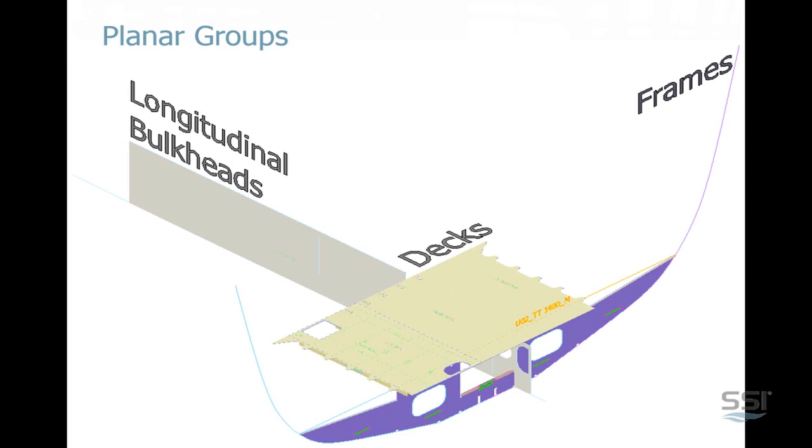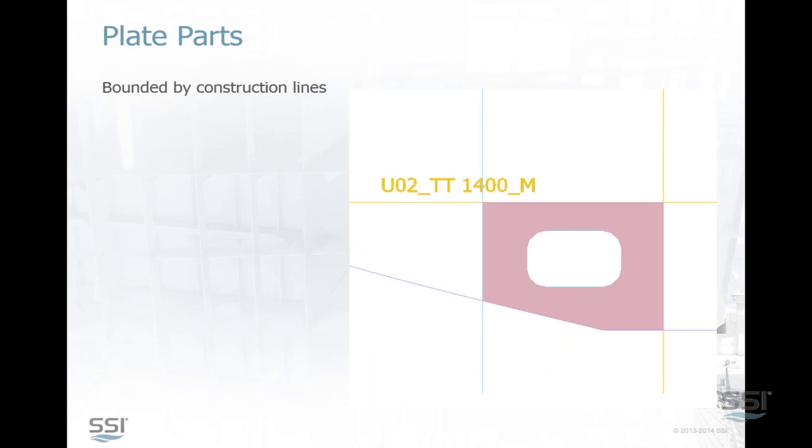Decks are horizontal slices of the ship, and these usually in location start at the bottom and move progressively upwards. And longitudinal bulkheads are longitudinal slices of the ship that radiate from the center line outwards on either side of the ship. We'll be working with planar group drawings, and each drawing represents one particular slice at a given location in the ship.